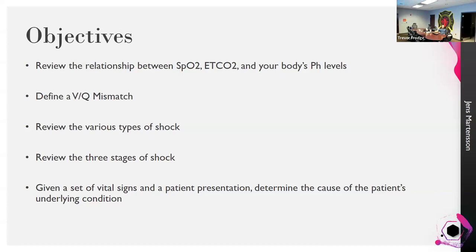So we're going to talk about the relationship between pulse ox, end tidal, and your body's pH levels. We're going to talk about what a VQ mismatch is. So we're going to bring back some paramedic and EMT language. We're going to talk about different types of shock, the 3 stages of shock that you can go into regardless of the cause of your shock. And then given a set of vital signs and some patient presentations, you're going to figure out what's wrong with them. So we'll work through a couple patient sims through this PowerPoint.